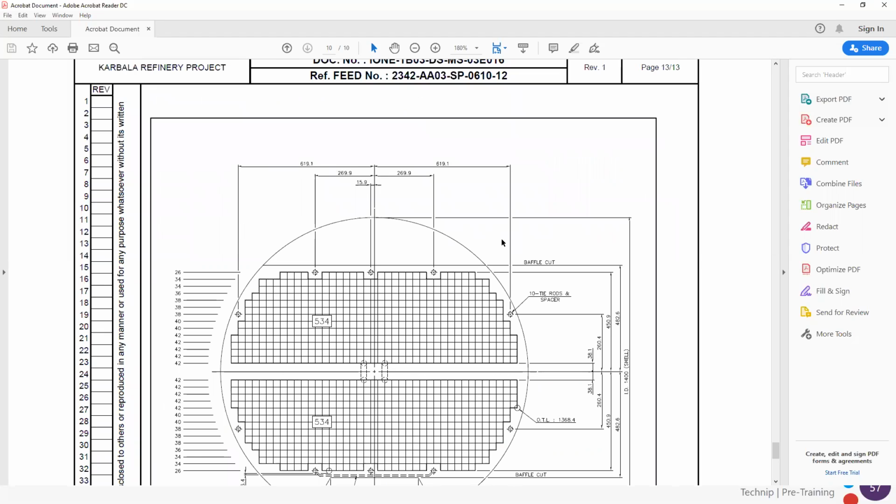So I am adapting my design to the process constraint that is the pressure drop.